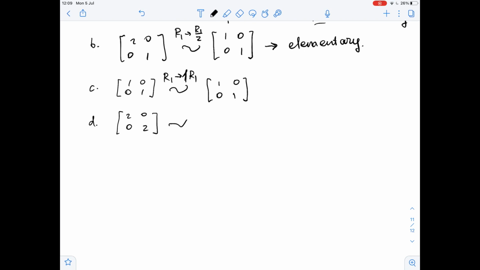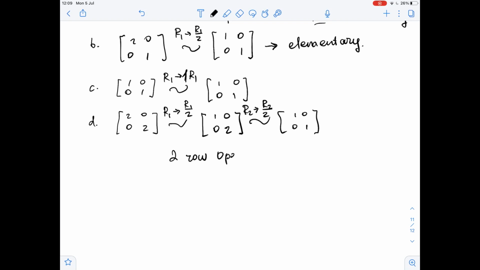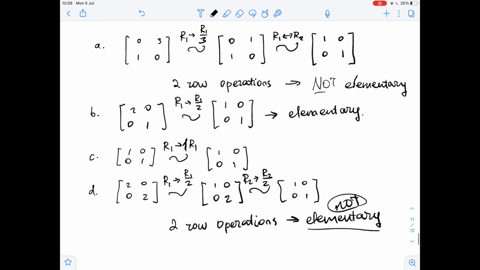So first we will divide the first row by 2. Row 1 becomes row 1 over 2, and we get 1, 0, 0, 2. And now we need to get rid of the other 2 in the second row. So row 2 becomes row 2 over 2. And now we get identity matrix. So here we have performed 2 row operations. So this is not elementary matrix. Not elementary.